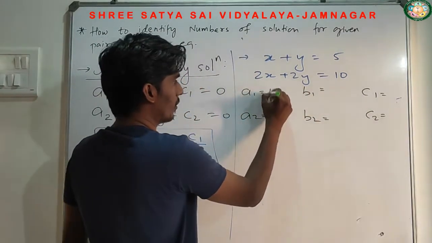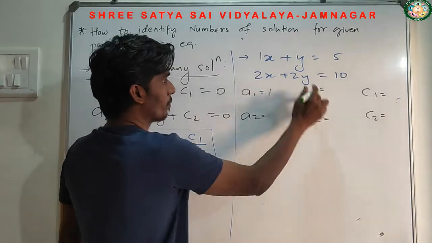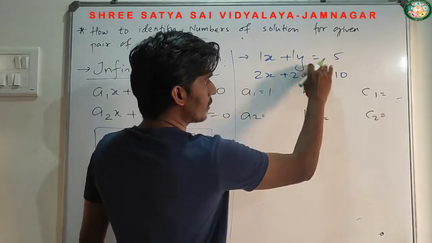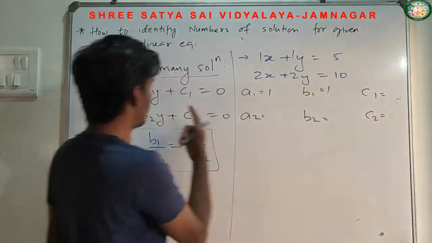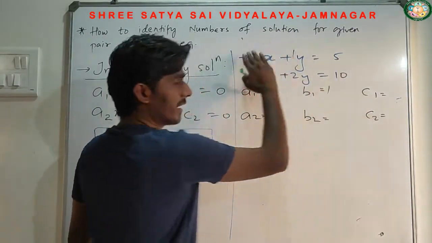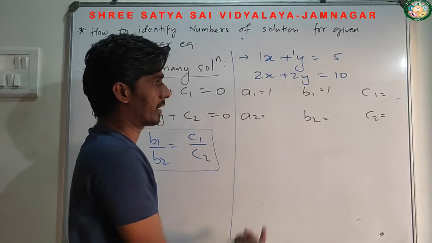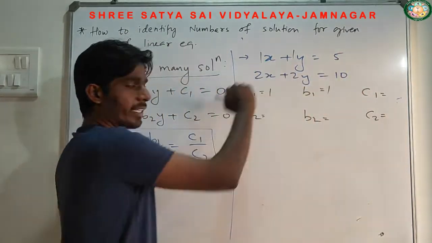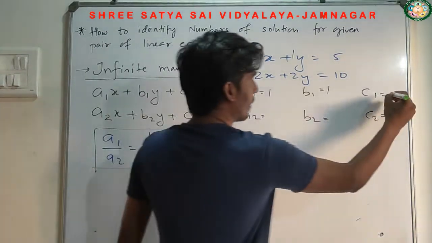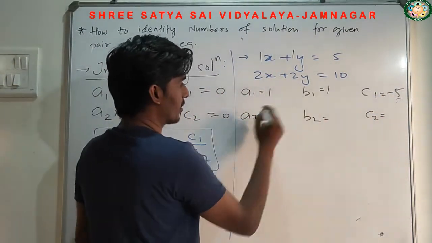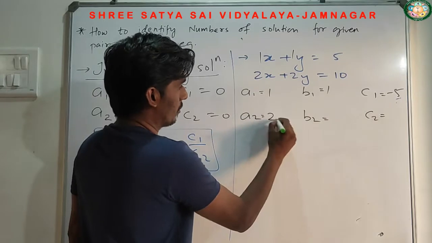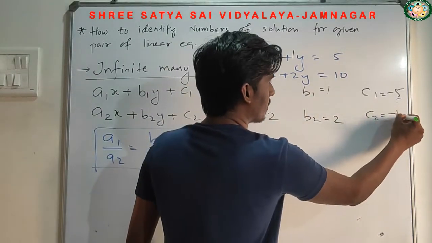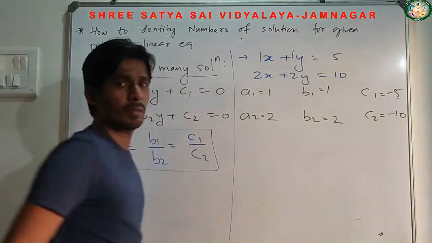What is a1 here? 1. Nothing is there means 1. b1 is what? 1. c1 is what? Now I wrote this 5 on that side. To convert into standard form, what do I have to do? This 5 which is outside on the RHS, I have to take it to the LHS. So this will become minus 5. This is what? a2 2, b2 2 and c2 is what? Minus 10. If we take 10 inside, it becomes minus.